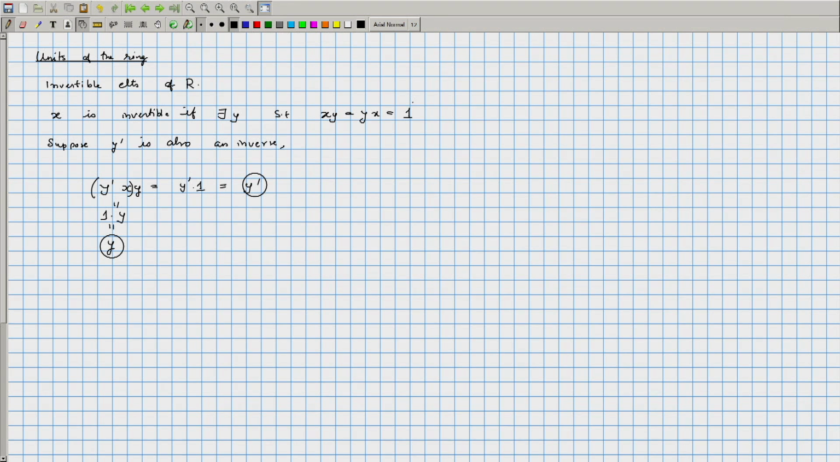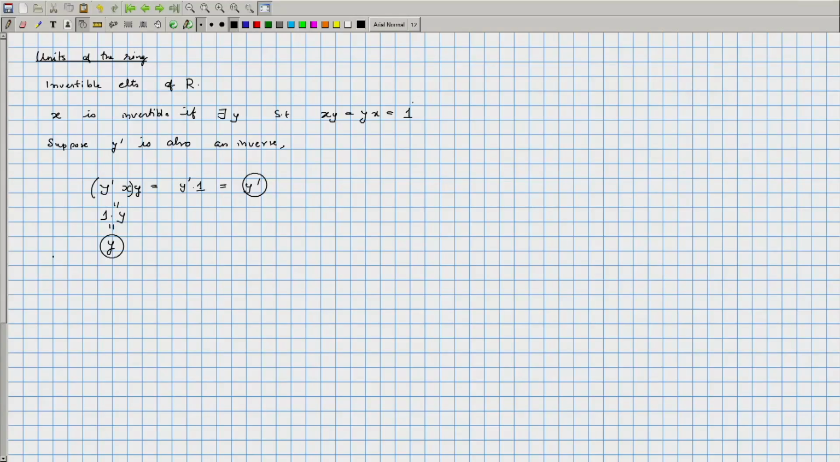So, now let us collect all the invertible elements together. Okay, they are going to be called units, and you can verify this: the invertible elements of R form a group under multiplication.